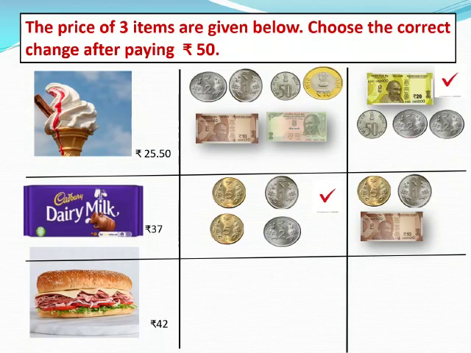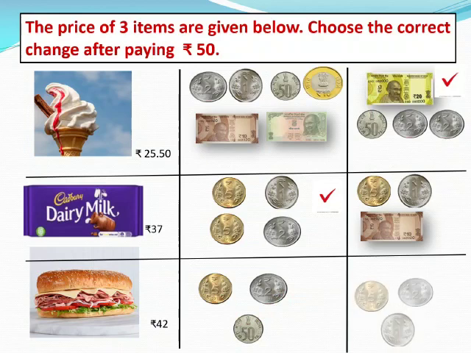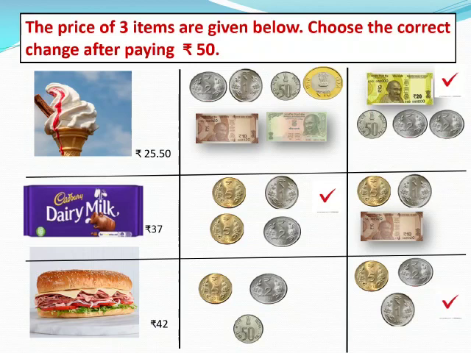Next item is sandwich, cost rupees 42. Now see the first option, 42 rupees and 50 paise plus 2, 44 rupees and 50 paise plus 5, 49 rupees and 50 paise we got. See the next option too. 42 plus 1, 43 plus 2, 45 plus 5, 50 rupees. Yes, we got 50 rupees. So the correct change is the second option. So the change you have to get back is 5 plus 2, 7 plus 1, 8 rupees. You have to get 8 rupees as change, right?